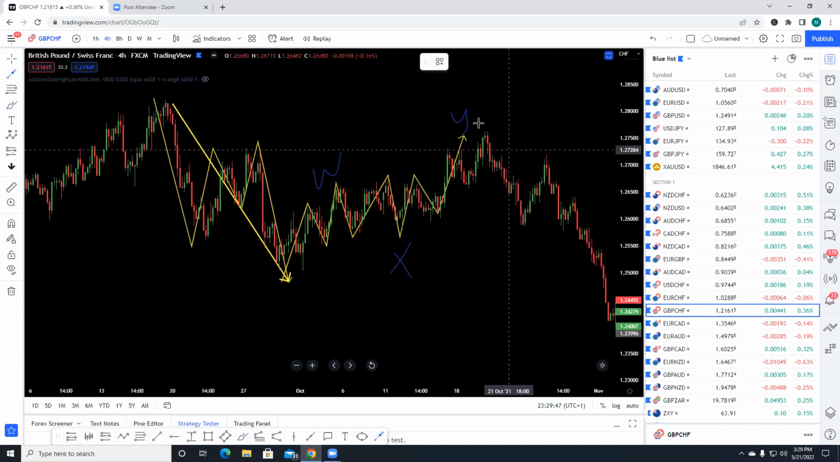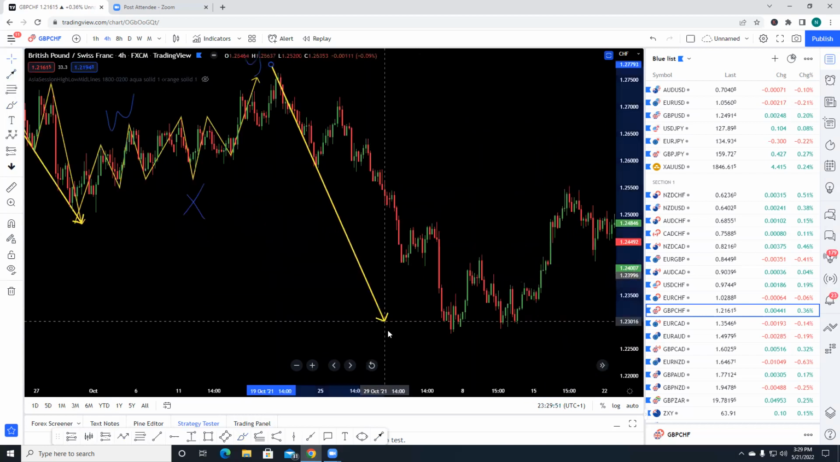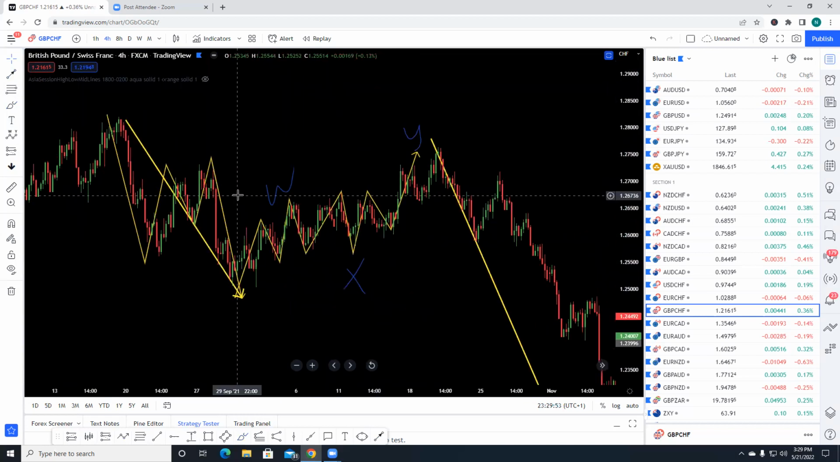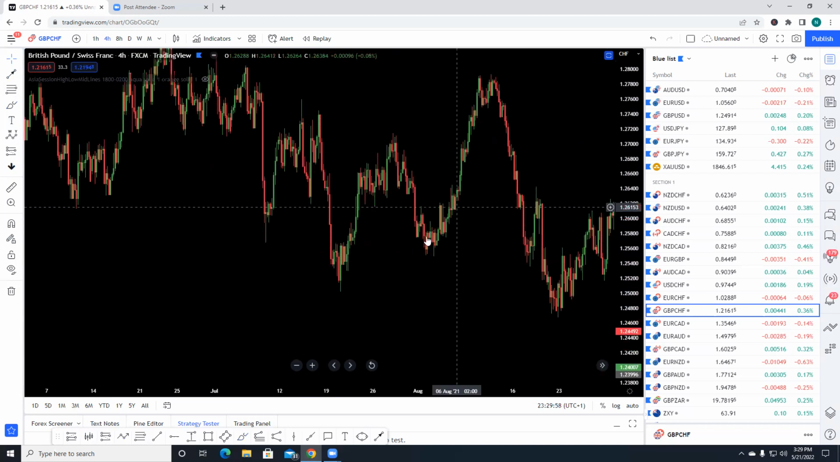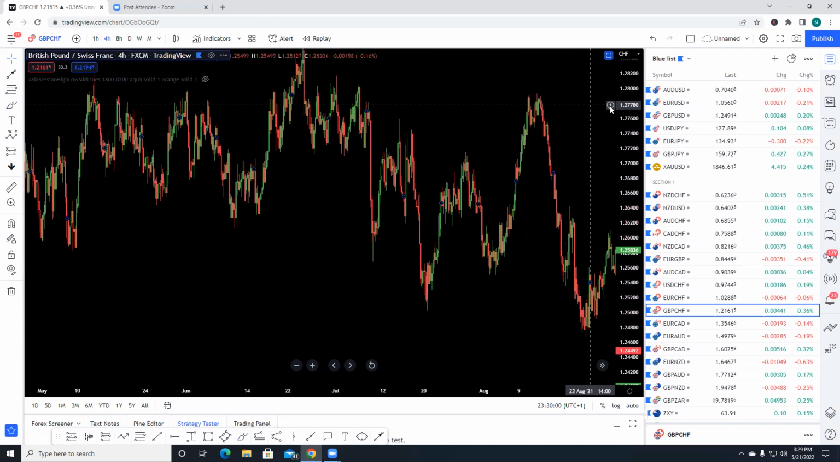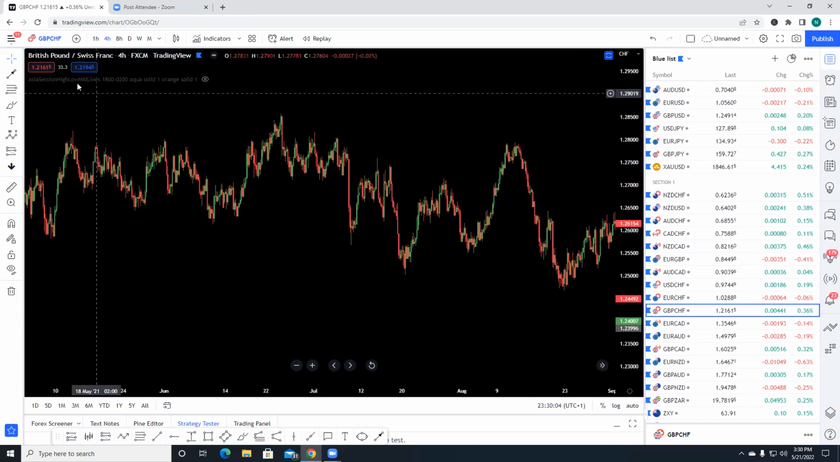What next do you expect? Continuation move to the downside. Simple, guys. Continuation move to the downside. See, by just understanding Elliott wave theory, you are just catching it, guys. Look at this, guys. You see this?